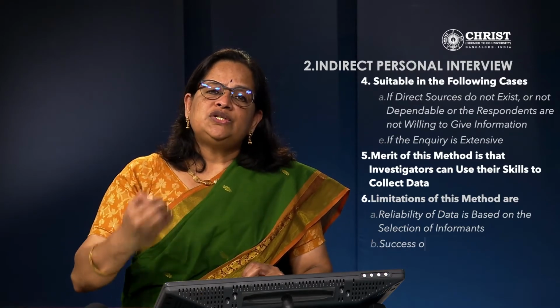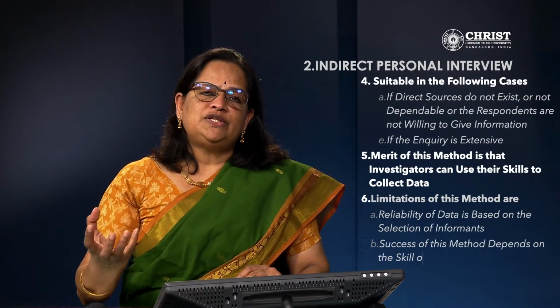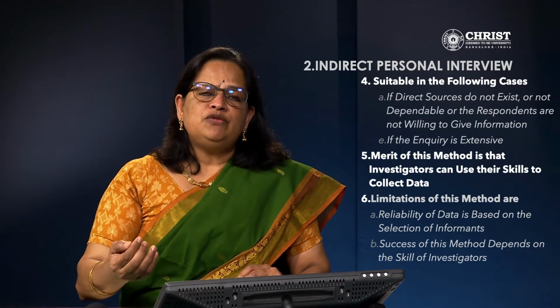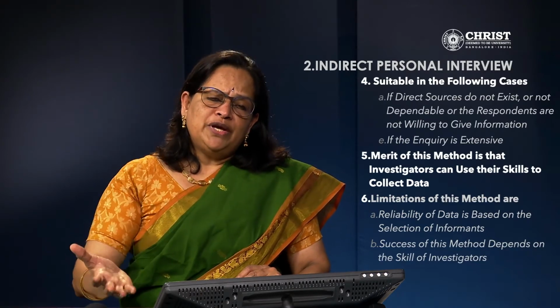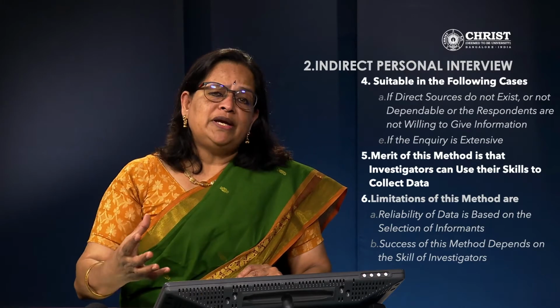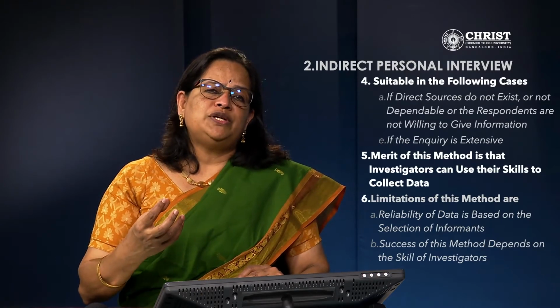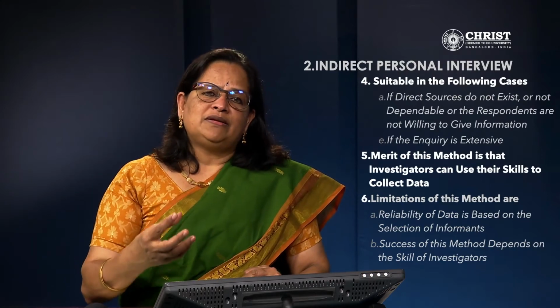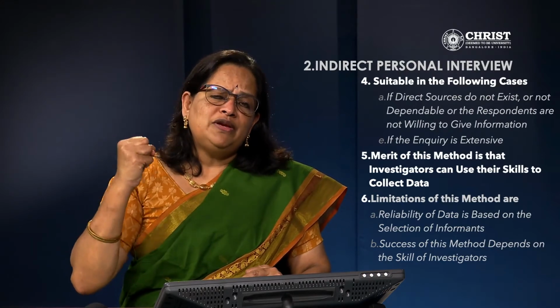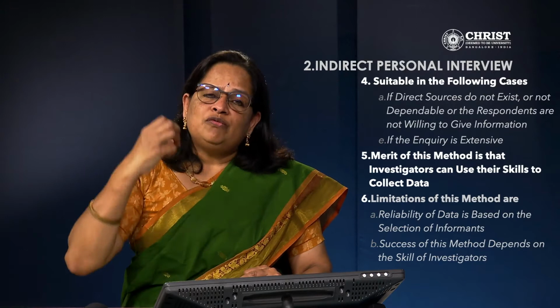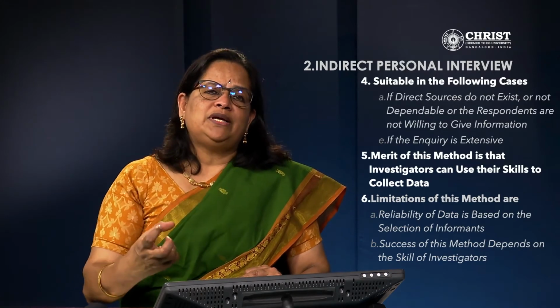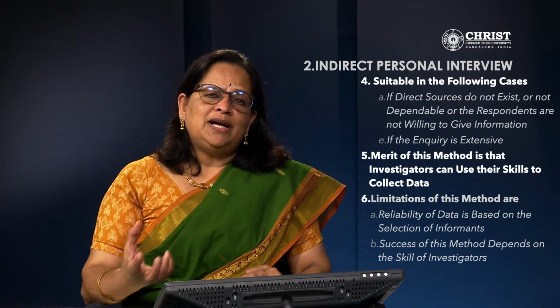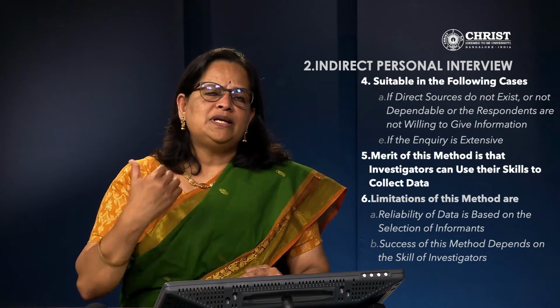Then, the success of this method depends on the skill of the investigators: how you can convince the informant, how you can communicate with the informant, and communicate that it is important to collect the information. In the case of drug abuse or a dowry death, we have to collect the information, and only then can we take corrective measures. Once the informants are clear about what we are doing and why we are collecting this data, they will help us in collecting the data.